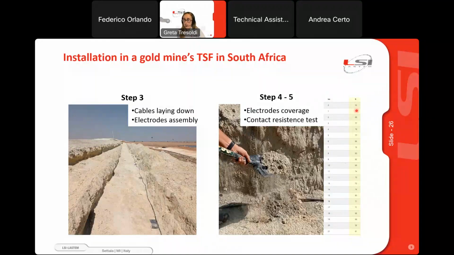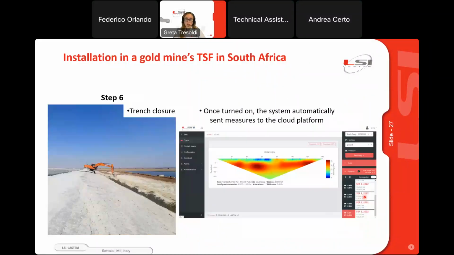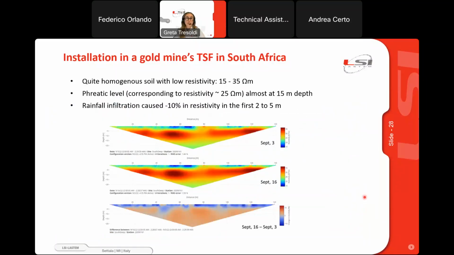What is contact resistance? Since we are speaking about injecting a current inside the soil, we need to test the circuit. So we inject current in one electrode, then we measure the voltage in all the other electrodes in parallel, and we see if the circuit is working well. If this value of resistance is low, mainly below 1000, it means that the electrodes are working well. After all this, we can close the trench, and once turned on, the system automatically sends the measurements to the cloud platform.